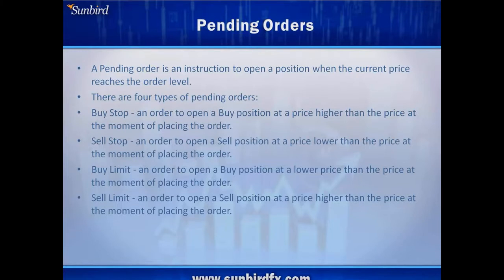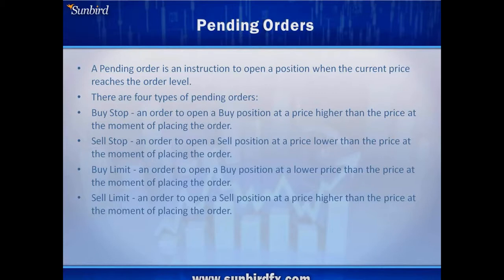All right. Okay. So pending orders. What exactly are pending orders? A pending order is an instruction to open a position when the current price reaches the order level. For example, if the market rate is at 1.5, now you want to put a pending order at 2.0. When it reaches 2.0, your position will be automatically opened with the stop losses that you put and the take profits as well. Now, there are 4 types of pending orders.